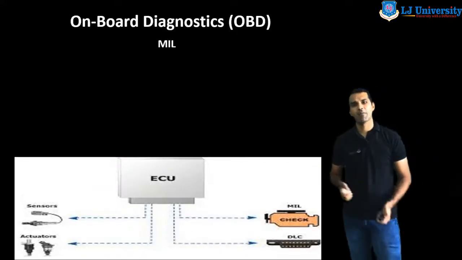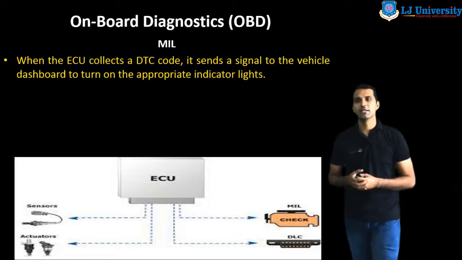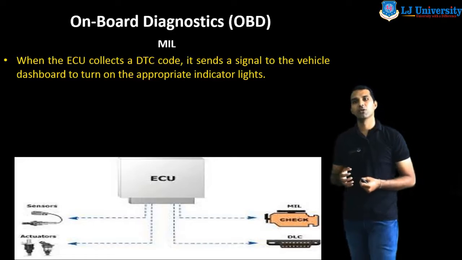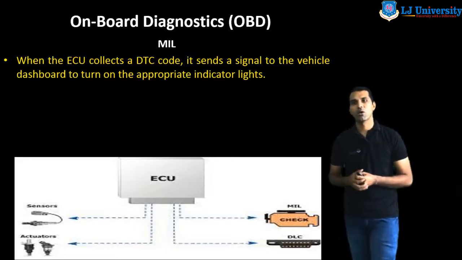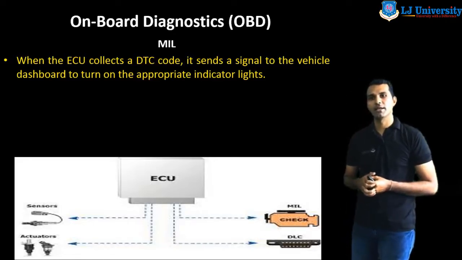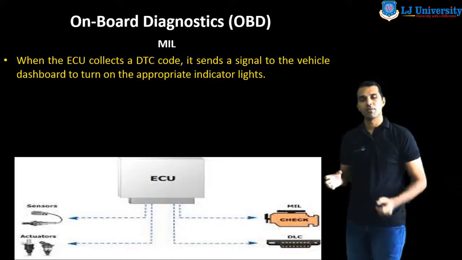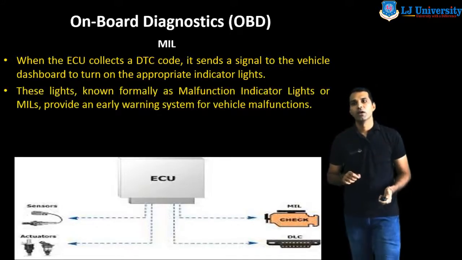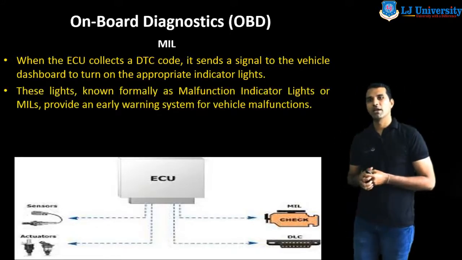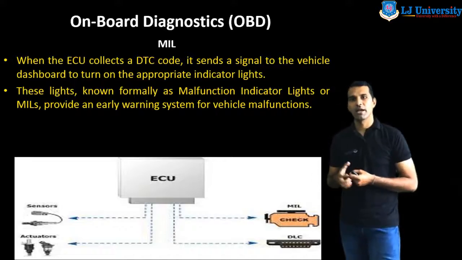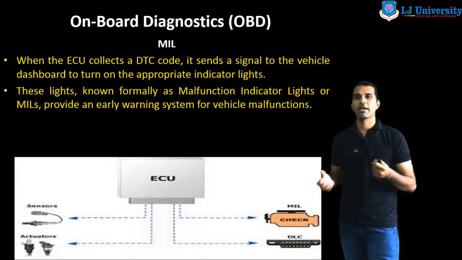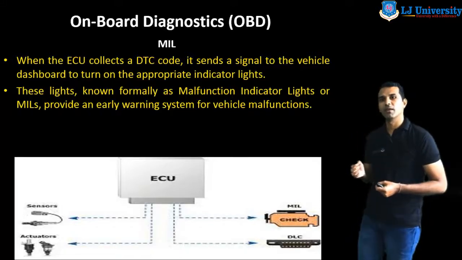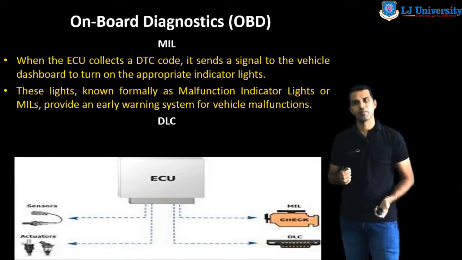And the last one is the MIL. When the ECU collects the DTC code, that means the fault code, it sends a signal to the vehicle dashboard to turn on the appropriate indicator light. So sometimes we can see the lights on our dashboard. This light, known formally as the malfunction indicator light or MIL, provides an early warning system for vehicle malfunction.